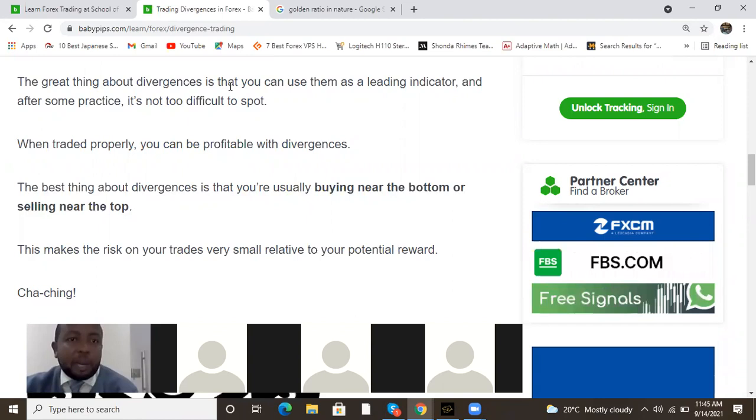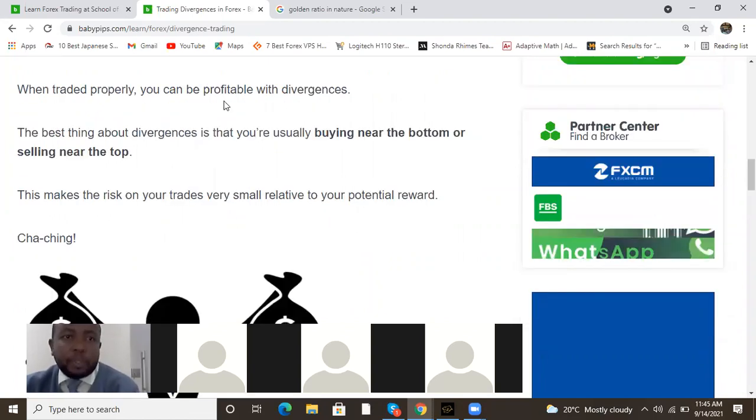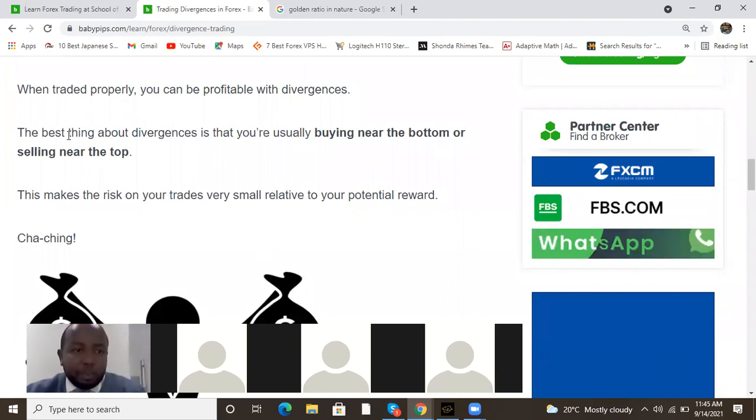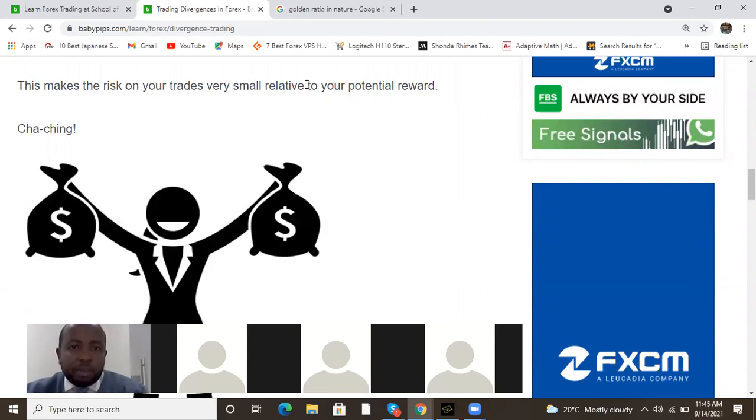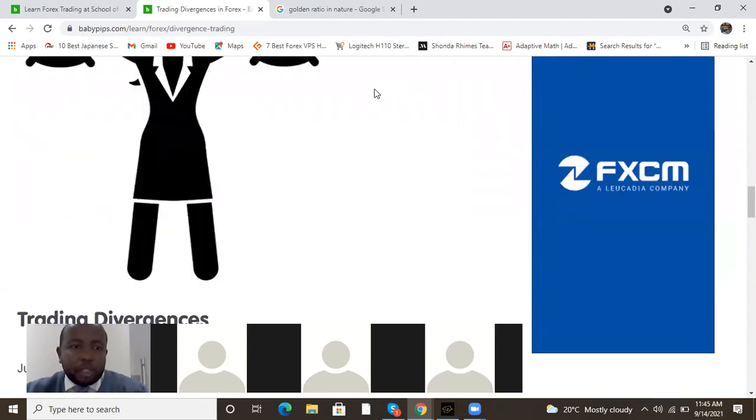So the great thing about divergence is that you can use them as a leading indicator. And after some practice, it's not too difficult to spot. When traded properly, you can be profitable with divergences. So we want to make as much profit as possible. So the best thing about divergences is that you're usually buying near the bottom or selling near the top. This makes the risk of your trades very small relative to your potential.